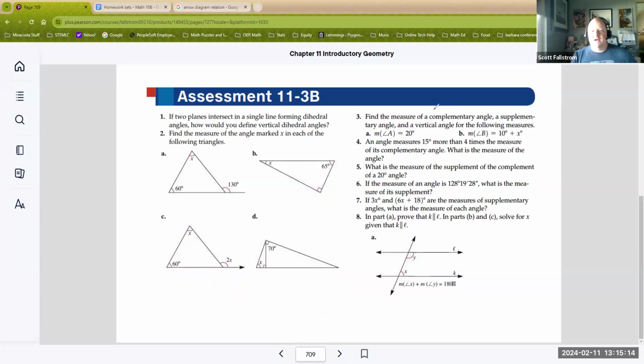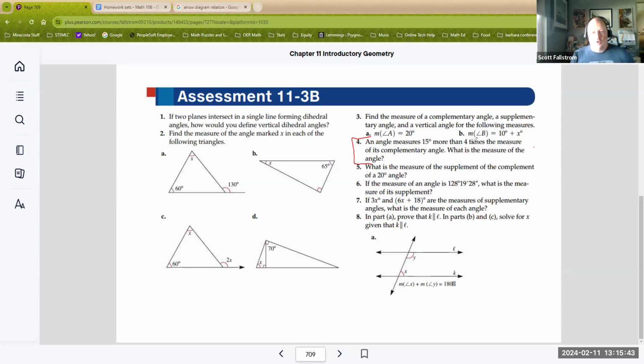Okay. Let's see here. Find the measure of a complementary angle, a supplementary, and a vertical angle. This is practice using the new terms that we've decided on. Complementary adds to 90. Supplementary, straight line, adds to 180. Number 4 ties in what we're doing with some terminology linked back to chapter 8 with algebra.